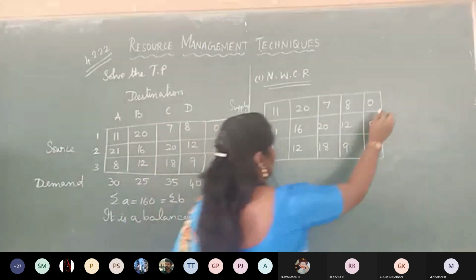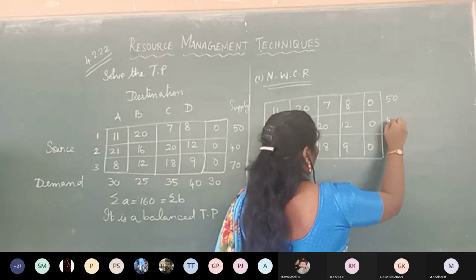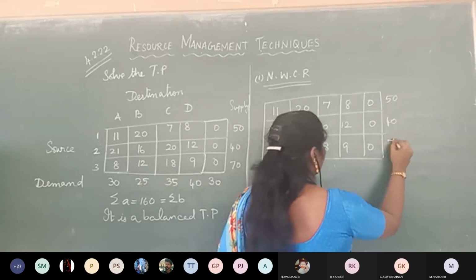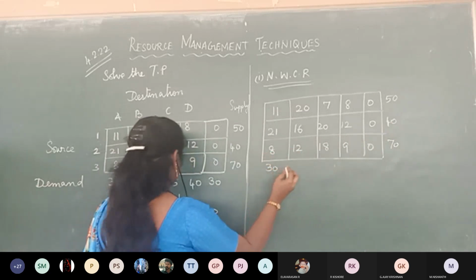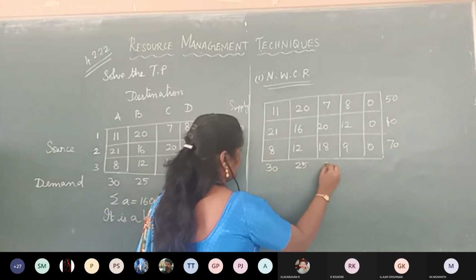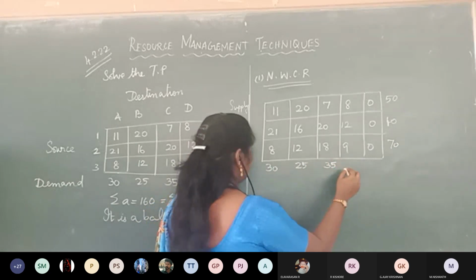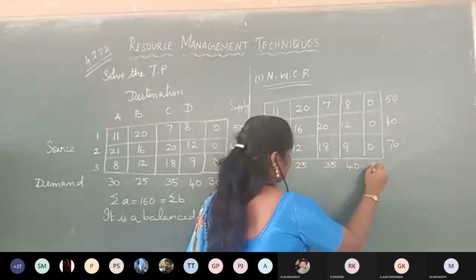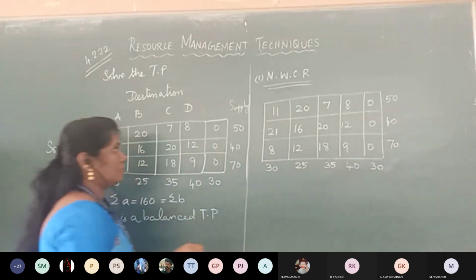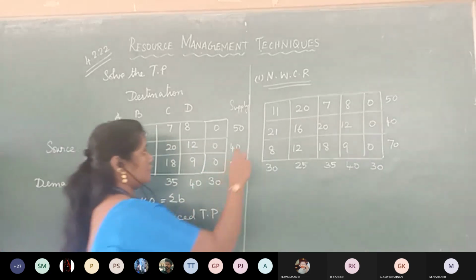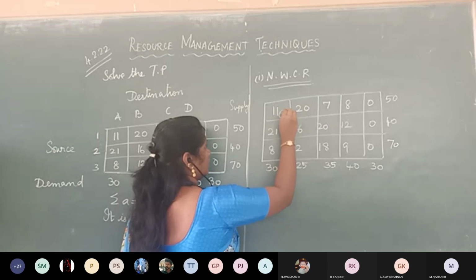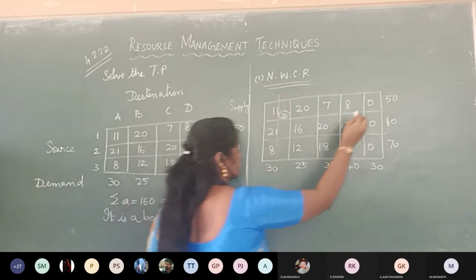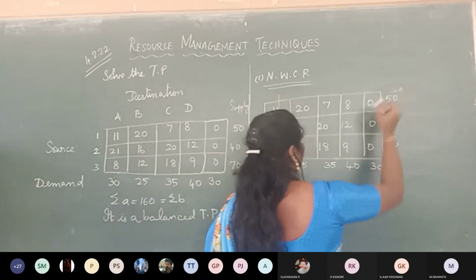Your supplies are 50, 40 and 70. Here it is 30, 25, 35, 40 and 30. So since it is northwest corner rule, you will start from the first cell. See your supply and demand. 30 you will allocate. This is taken from here. So this will become 20.